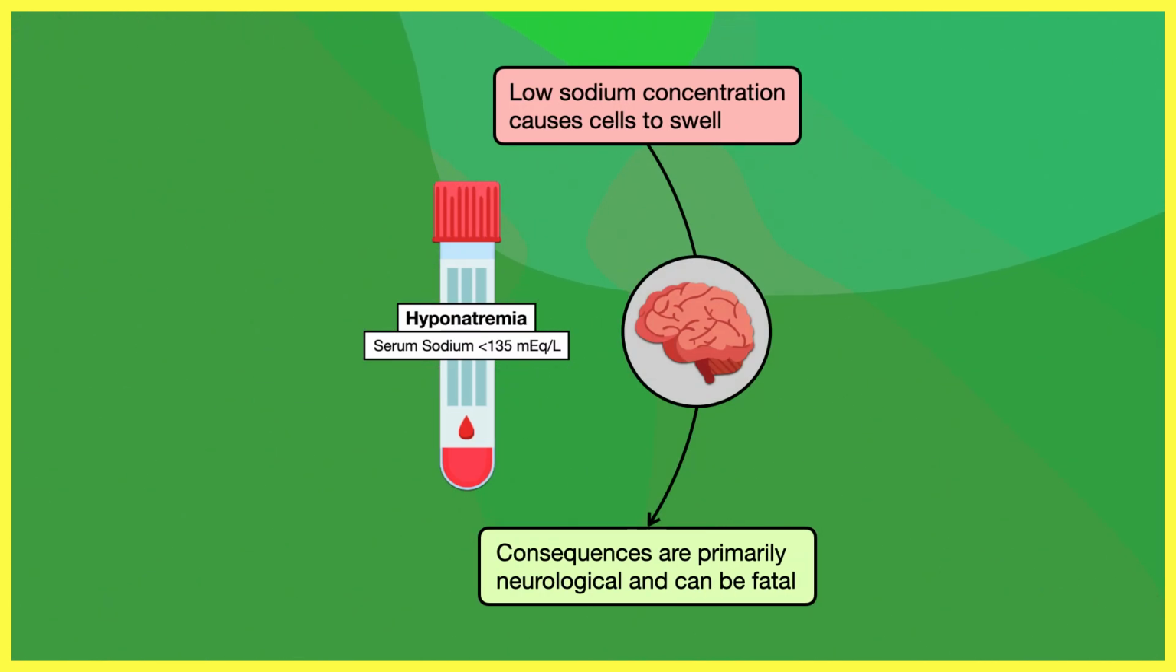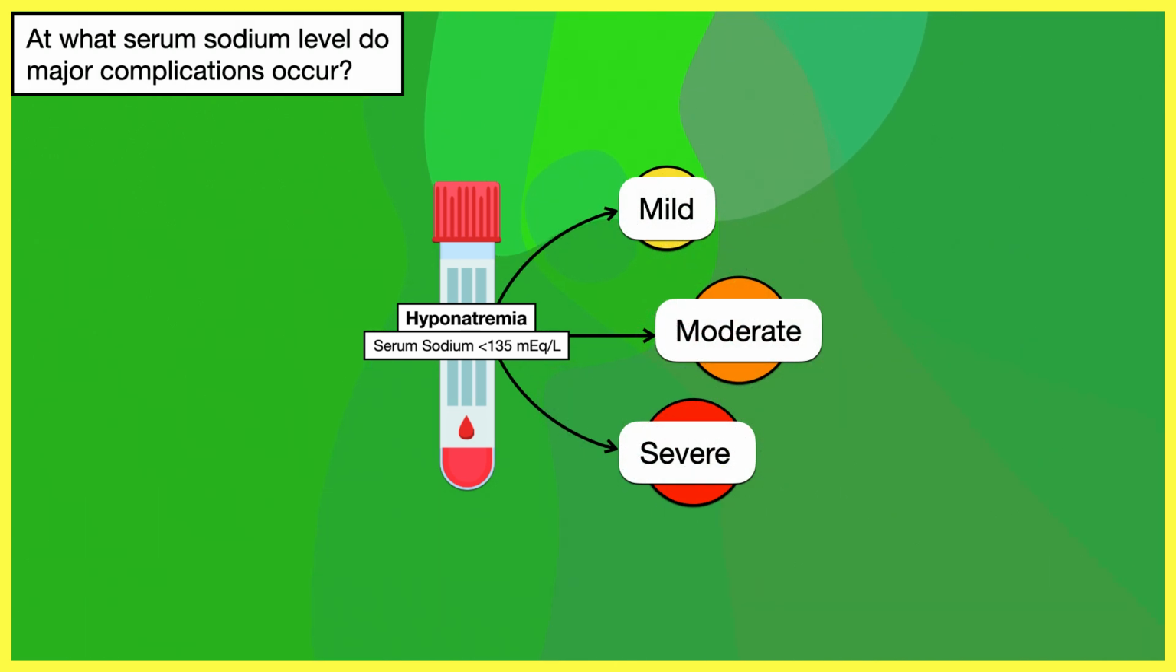With hyponatremia, the low sodium concentration sends water into the cells and causes them to swell. That shift results in mostly neurological consequences because of its effect on brain cells. In the most severe cases of hyponatremia, the brain cells swell until they burst, and that's what causes profound neurological damage or death.